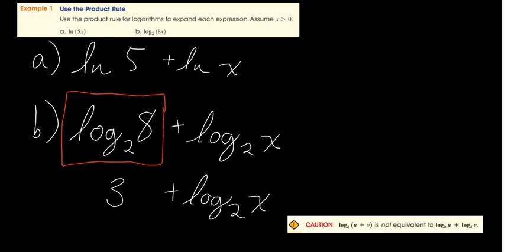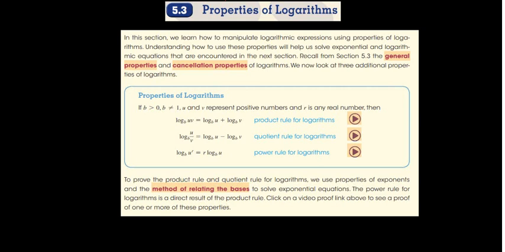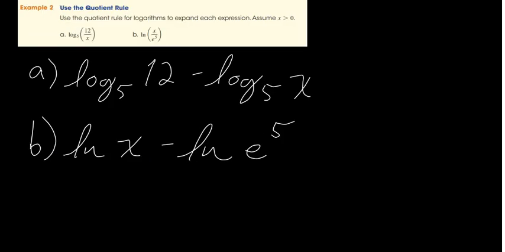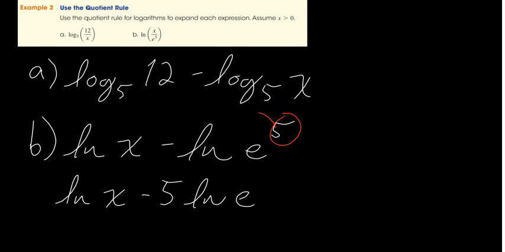What we did do, though, and I forgot that we actually talked about it, was the power rule. If we have that exponent, then we can put that exponent out front. So let's rewrite b, and we're going to put minus 5 natural log of e, because we're taking that exponent and putting it out front.